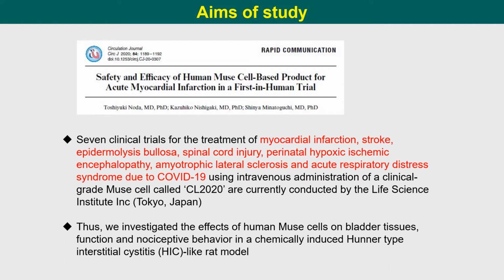Seven clinical trials are currently being conducted by the Life Science Institute, Inc. Thus, we investigated the effects of human Muse cells on bladder tissues, function, and nociceptive behavior in a chemically induced Hunner-type interstitial cystitis-like rat model.